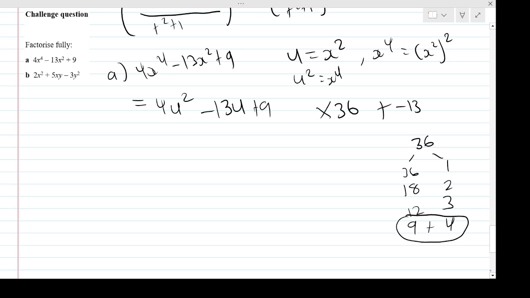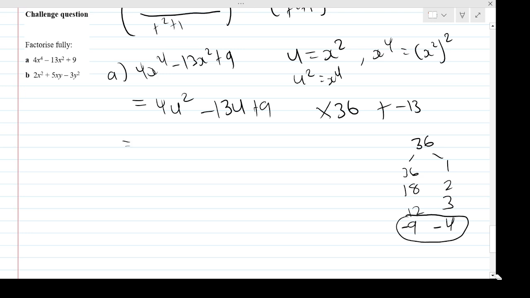But we need one negative, right? Because we need to add to get a negative, but we need to times to get a positive. So if we need negative 13, at least one of them has to be negative, but we need to times to get a positive number. Well, if we times two negatives, you get a positive. So the only way we're going to do that is to make both of these negative. So that means this factor.